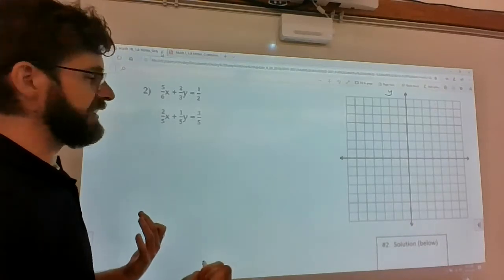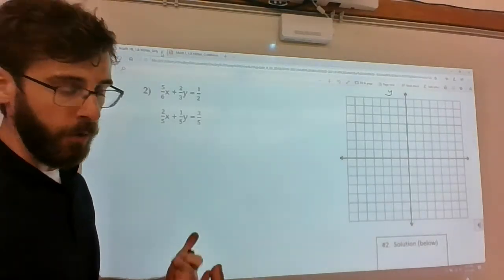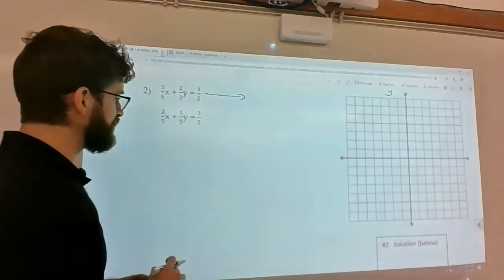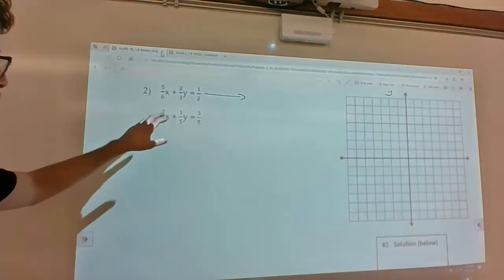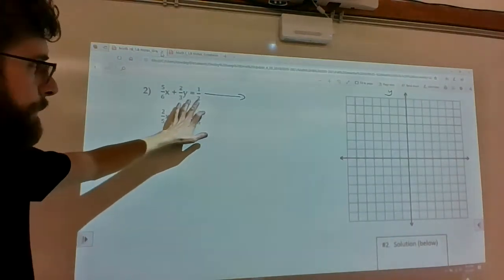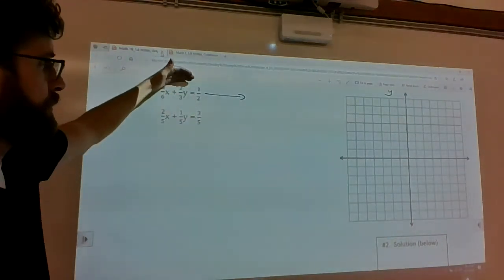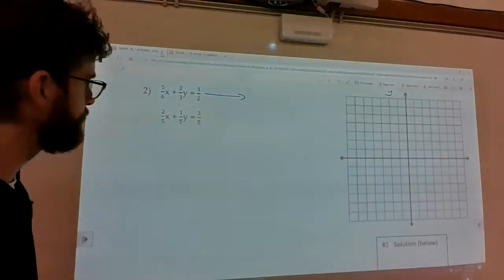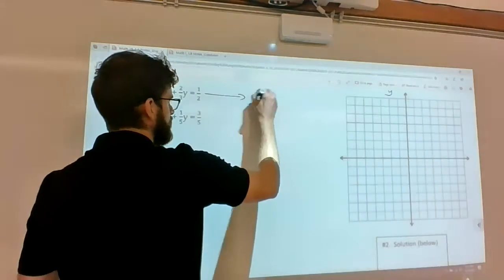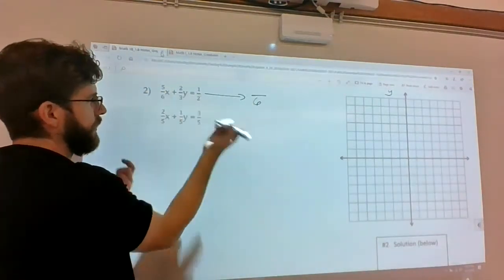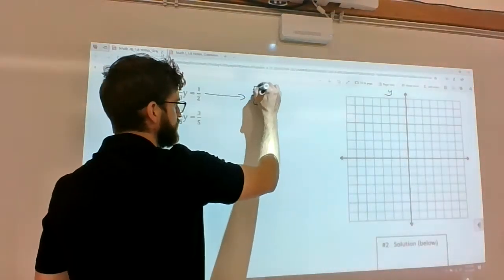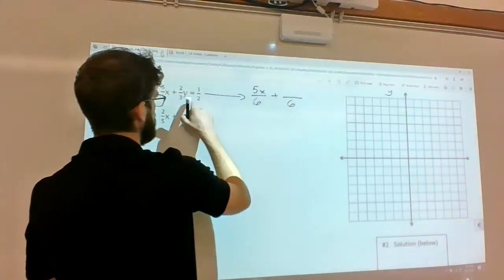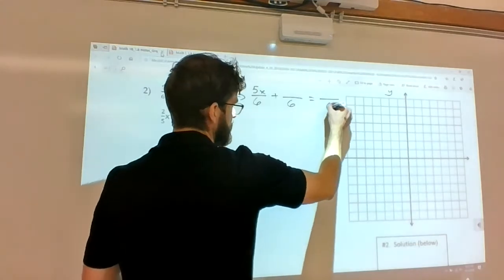Our job is to basically get common denominators in order to get y by itself. So the question you have to ask yourself is, what number divides 6, 3, and 2? And the answer to that is 6. So this is going to be something over 6. Well, we already know what it is, 5x. Plus something else over 6 equals something else over 6.